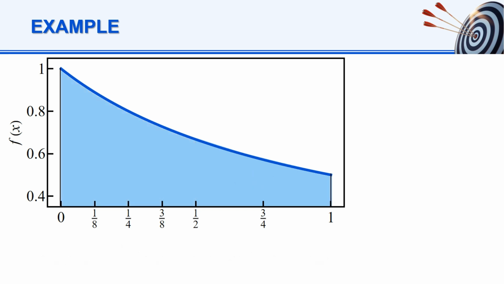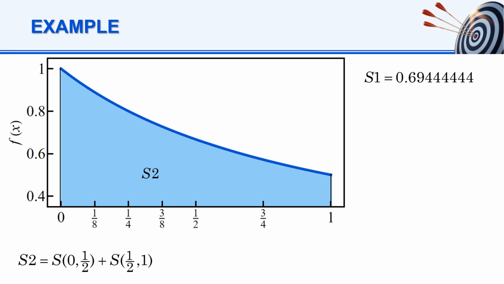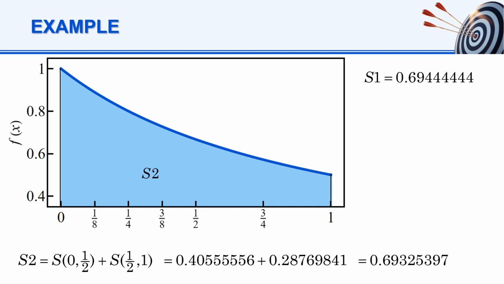Recall that we had already calculated S1. Adding the numerical estimates of the two subregions gives S2, which is found to be 0.69325397. When the convergence test is checked, it is seen that convergence has not yet been achieved.